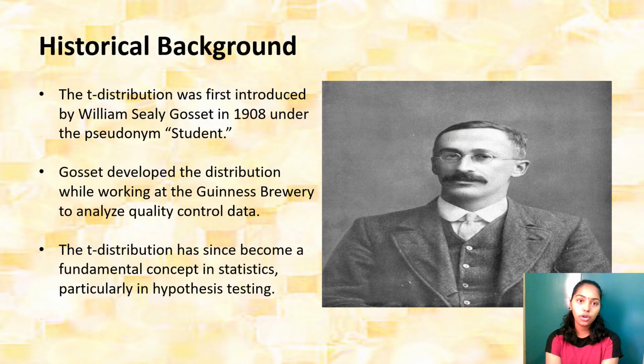Okay, historical background. The t-distribution was first introduced by William Sealy Gosset in 1908 under the pseudonym Student. Gosset developed the distribution while working at the Guinness Brewery to analyze quality control data. The t-distribution has since become a fundamental concept in statistics, particularly in hypothesis testing.